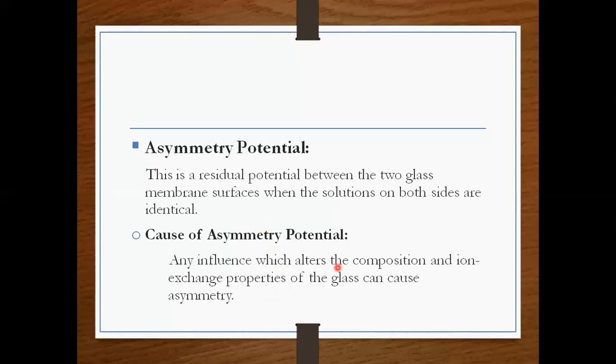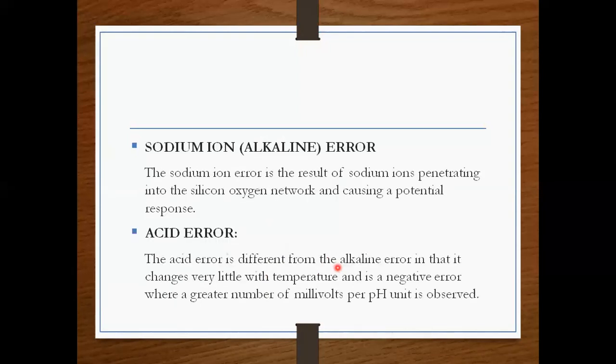So in order to remove this asymmetric potential, the glass electrode is stored in a soaking solution so that the glass membrane does not dehydrate. The asymmetric potential is then likely to remain constant. So the next one is the sodium ion or alkaline error.